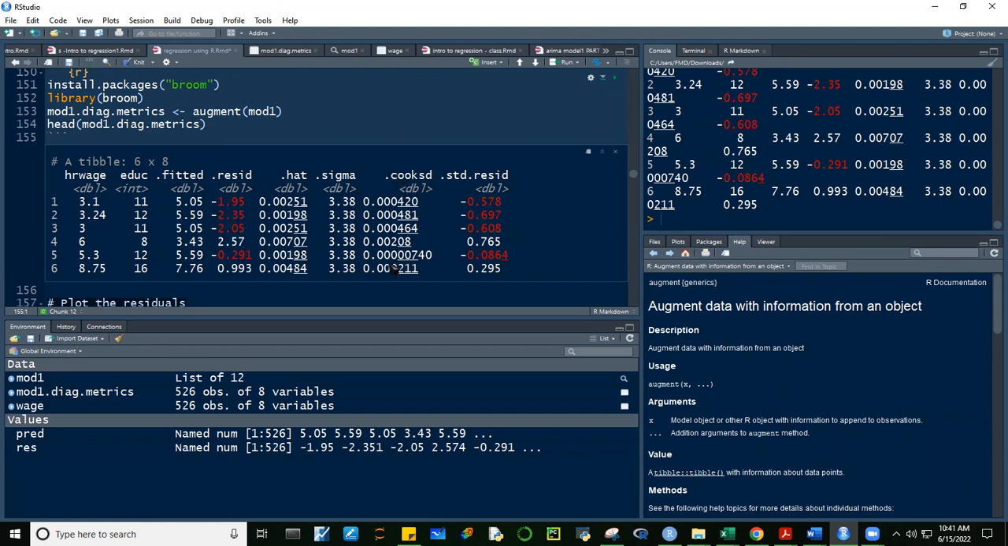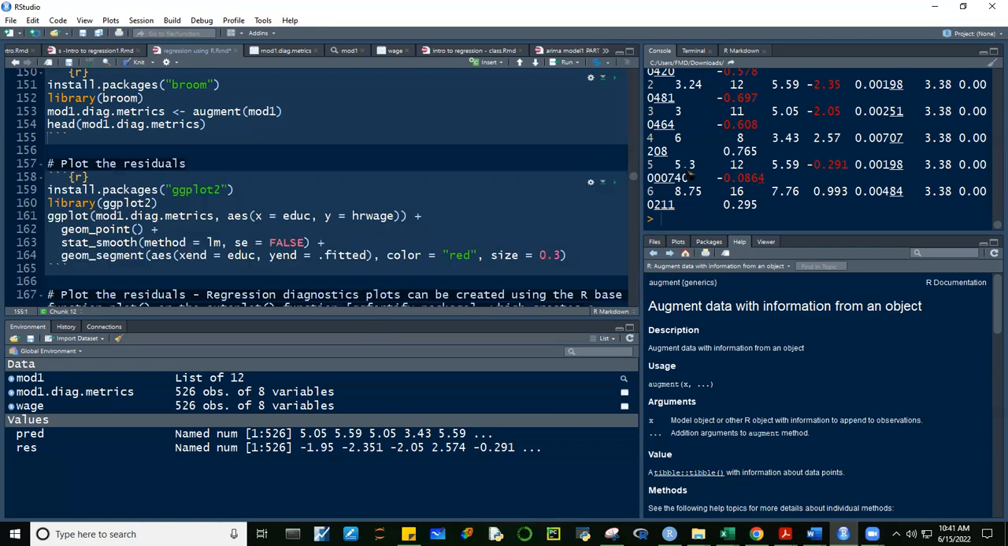This is for your influential points, no? And then this is your standardized residuals. No? Okay, so it gives us, guys, yung table ng actual value, your independent variable, your predicted value and your residual in one data set, no? In one data frame. Okay, so let's try to plot.